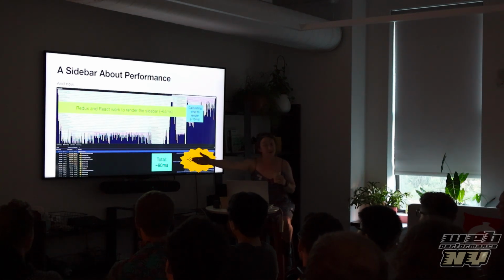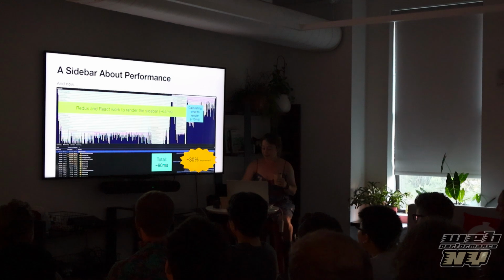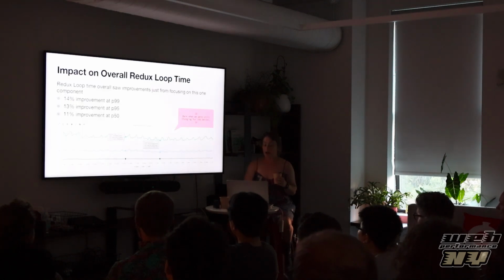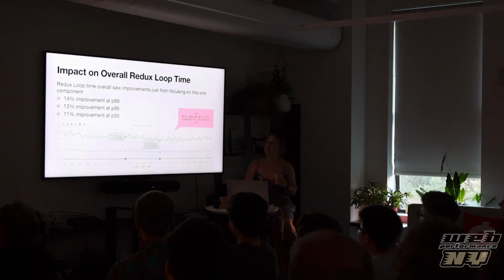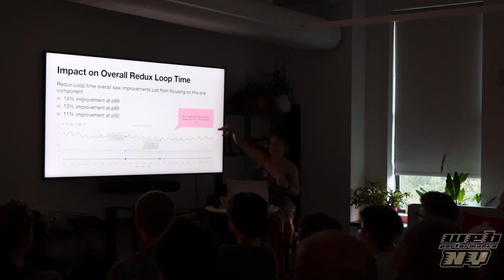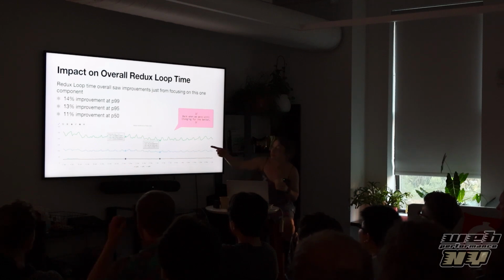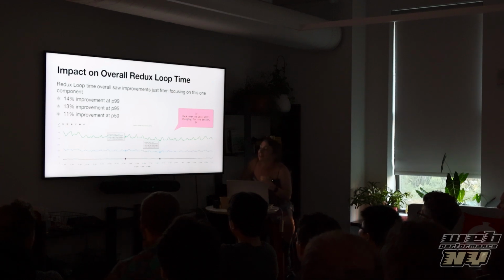Still way too slow, still dropping frames, but dropping 30% fewer frames. They were able to see some improvement in overall Redux loop time, so the amount of time it takes to do that whole bat signal thing. Still not totally within the 16 millisecond limit, but we're getting closer.